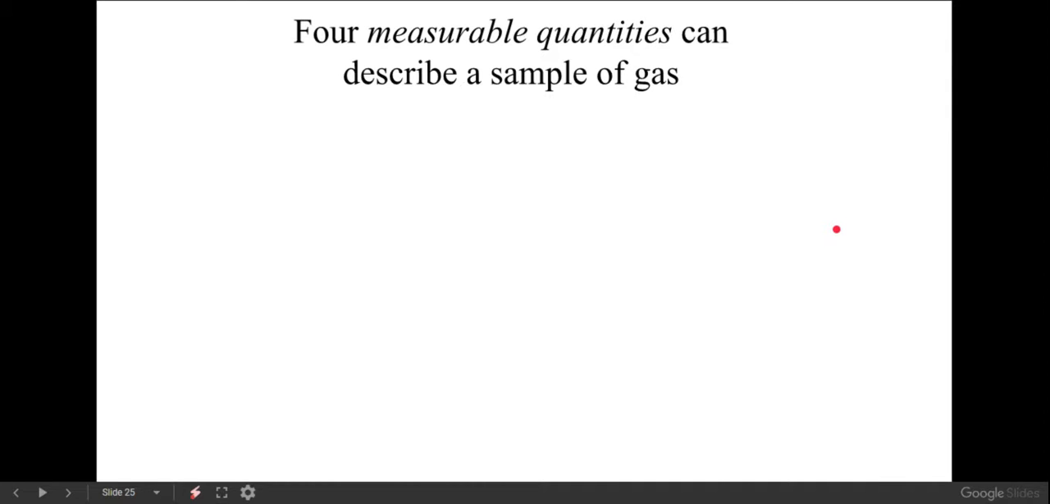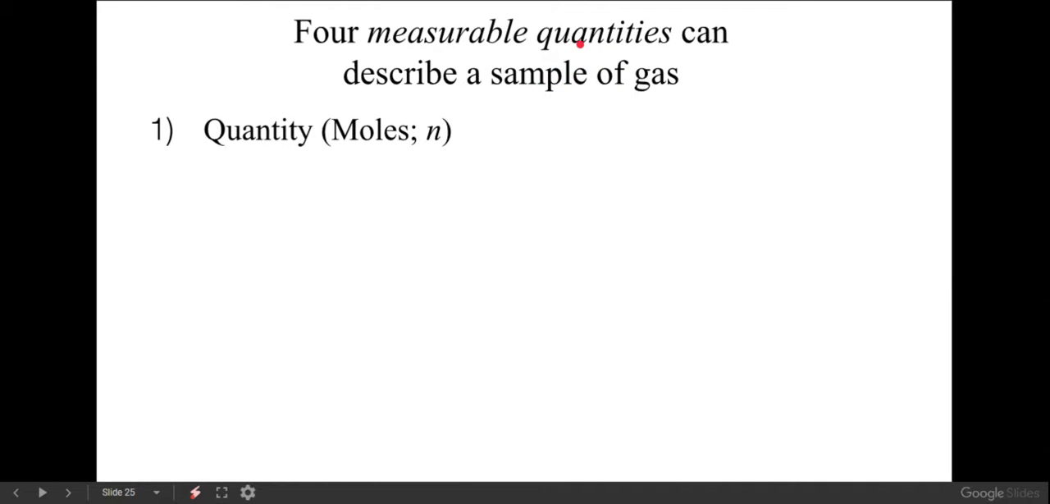Hello, hello. This is part two of chapter 5 over gases. In the previous video, we talked about physical characteristics of a gas as well as the kinetic molecular theory that helps explain it. Now we're going to look at some gas laws which allow us to make predictions about the quantities. So it starts off by looking at four measurable quantities we can assess for any gas.